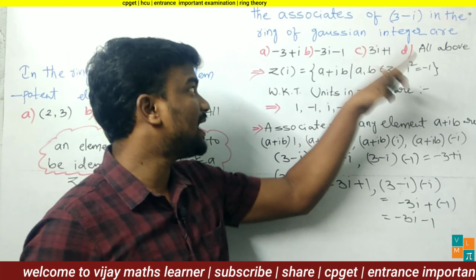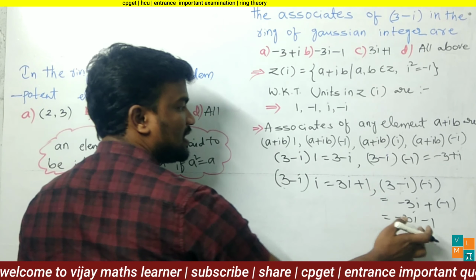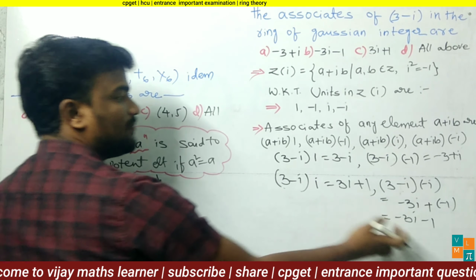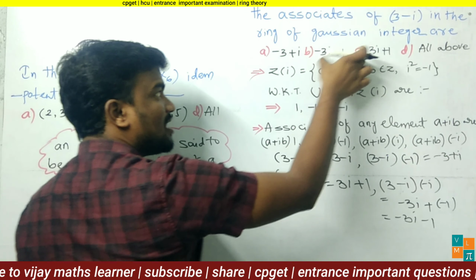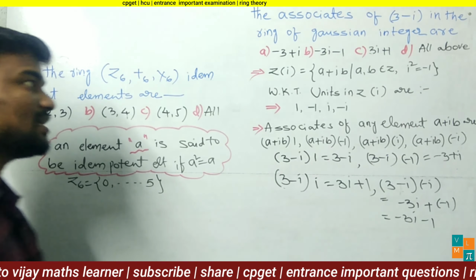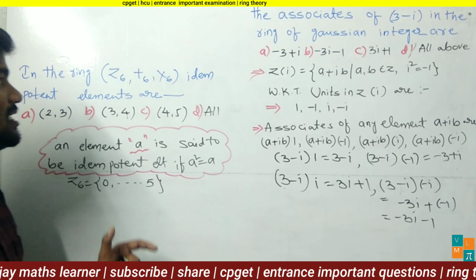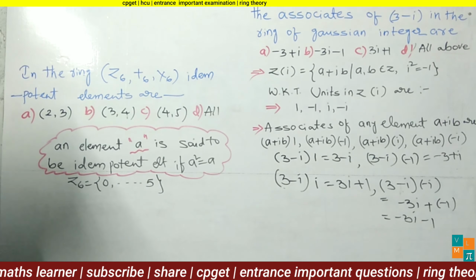Now see here, minus 3 plus i, 3i plus 1, minus 3i minus 1. Option A is minus 3 plus i, option B is minus 3i minus 1, option C is 3i plus 1. These three are the associates of the element 3 minus i. So option D, all of the above, are the associates of the element 3 minus i in the ring of Gaussian integers.